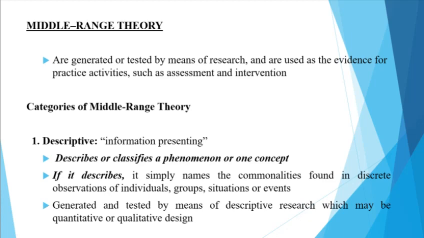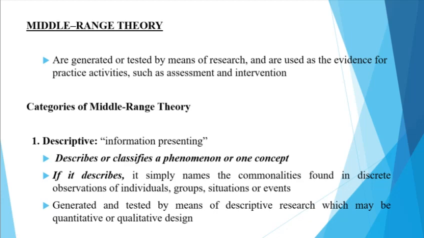Now we also have here the middle range theory. So what does middle range theory means? So these are generated or tested by means of research and are used as evidence for practice activities such as assessment and intervention. So nag-emerge itong theory na to and is used para mag-acquire ng evidence through research. Okay? Nag-emerge siya kapag halimbawa yung isang theory ginawa ng isang research kasi may na-identify na gaps within the theory. So ayan, na-emerge itong si middle range theory. And these theories can be used as evidence kasi nakapag-identify na yung gaps within the theory na yung ginamit niya as basis. So pwede na siya maging evidence din. Okay, in future researches, okay, na formulate within that theory.